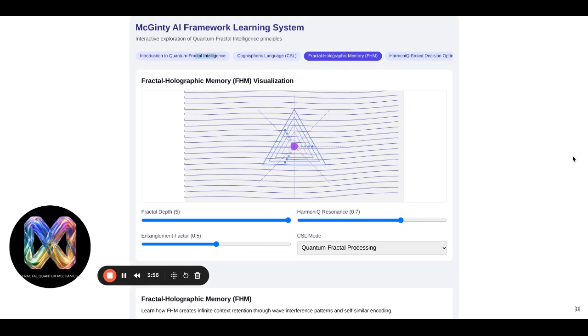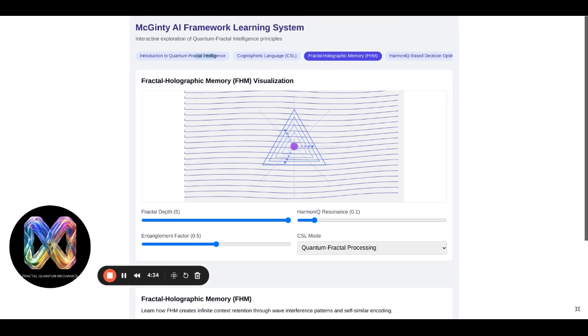In our third module, we explore fractal holographic memory. Unlike traditional neural networks that store information in discrete weights, FHM encodes knowledge across holographic interference patterns. The visualization shows these interference waves combined with fractal storage structures. When I increase the resonance level, watch how the recall rays intensify. This represents the system's ability to reconstruct complete knowledge from any fragment.